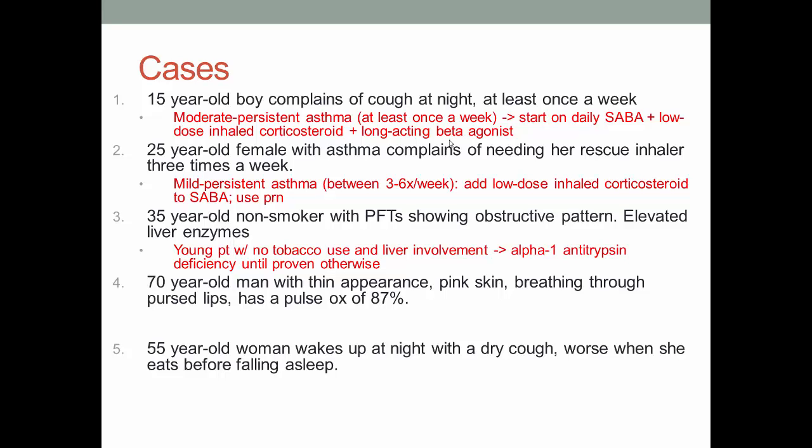Next one, a 70-year-old man presents with a thin-looking appearance. He has pink skin, he's breathing through pursed lips, and has a pulse ox below 90, so this is going to be emphysema. So short-acting beta agonist, anticholinergic now, you want to make sure he's vaccinated, and because his pulse ox is below 88%, you want to use home O2.